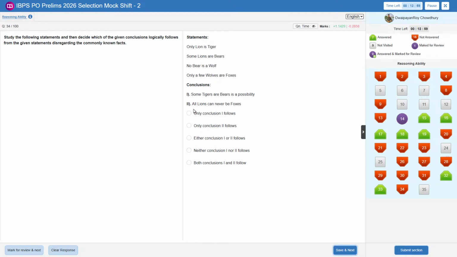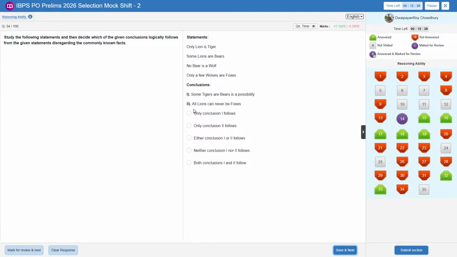Only lion is tiger. Okay. Only lion is tiger, and some lion are bear. No bear is wolf. Only a few wolf.